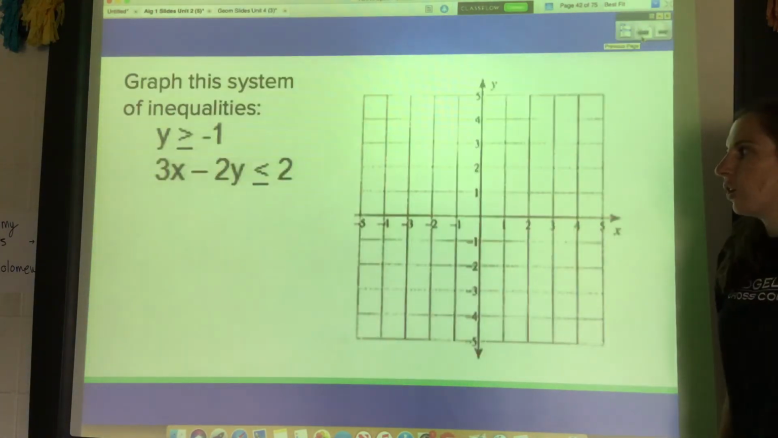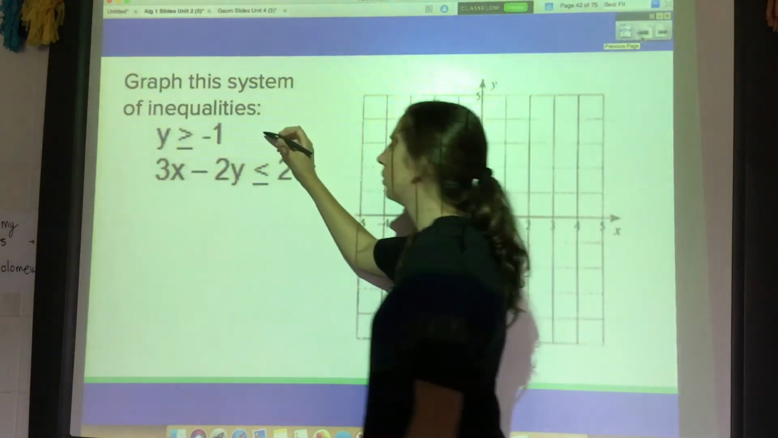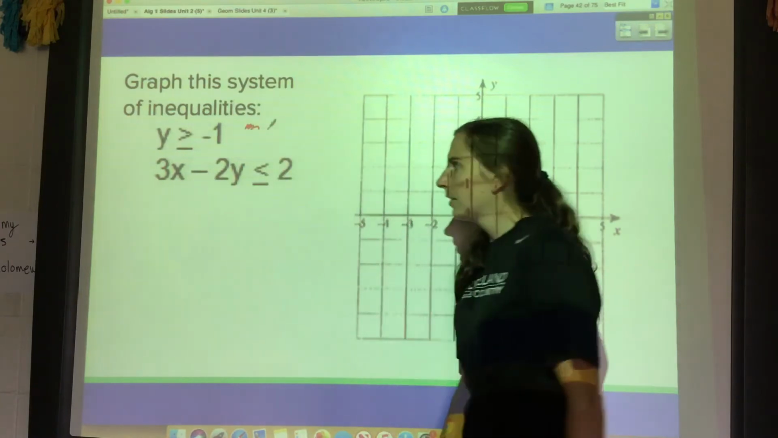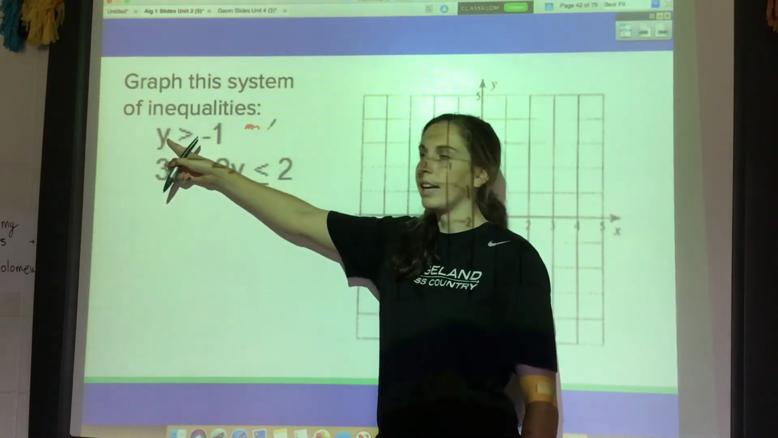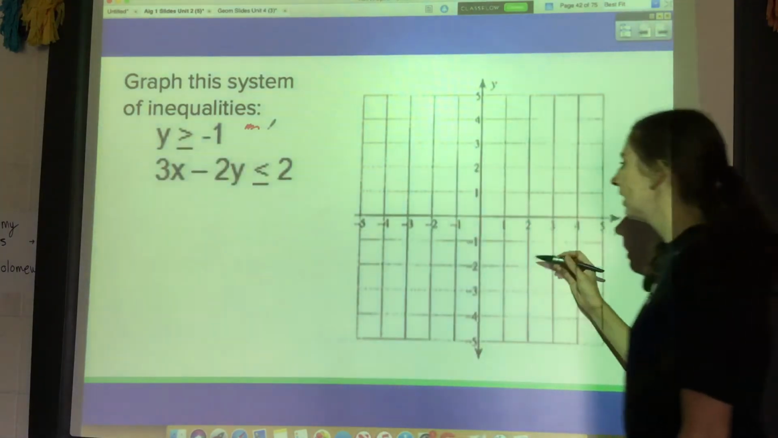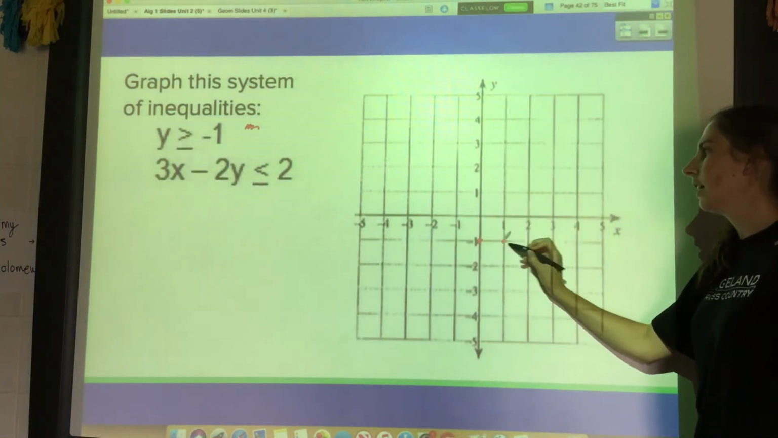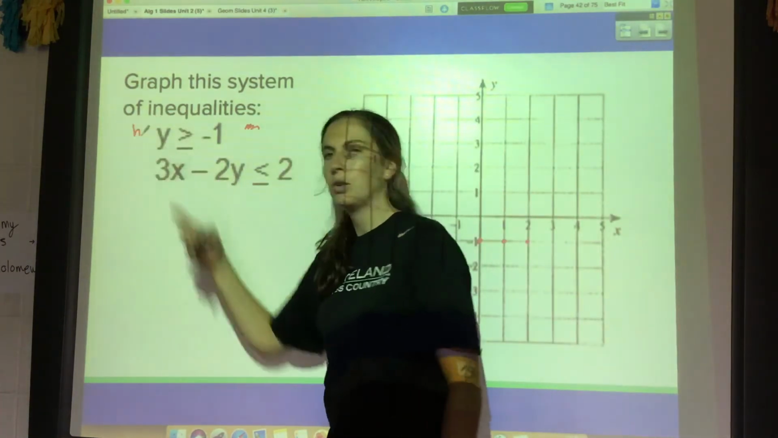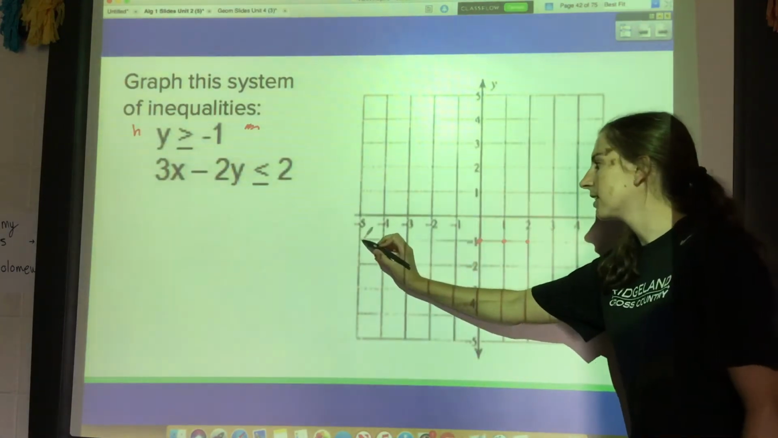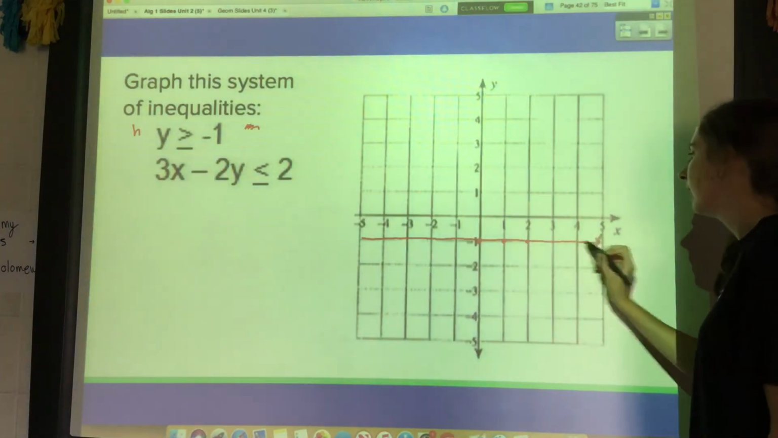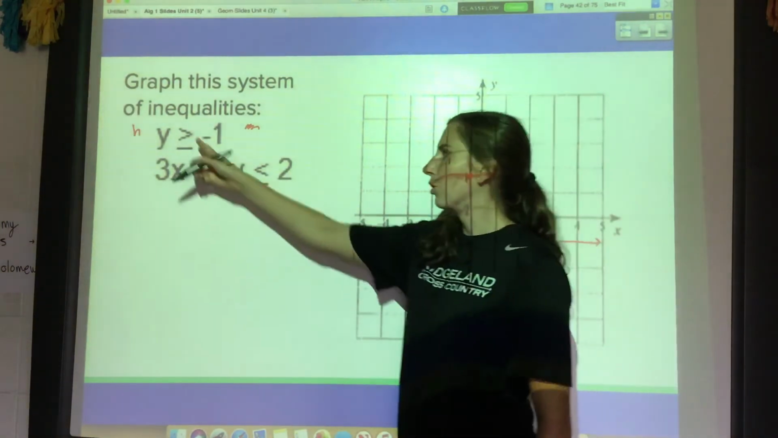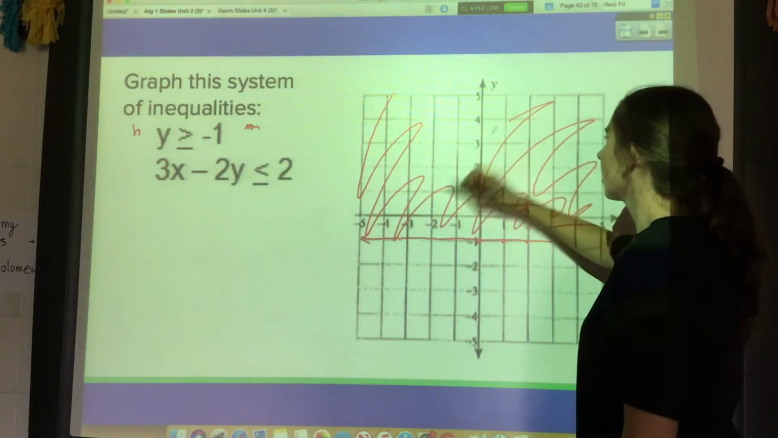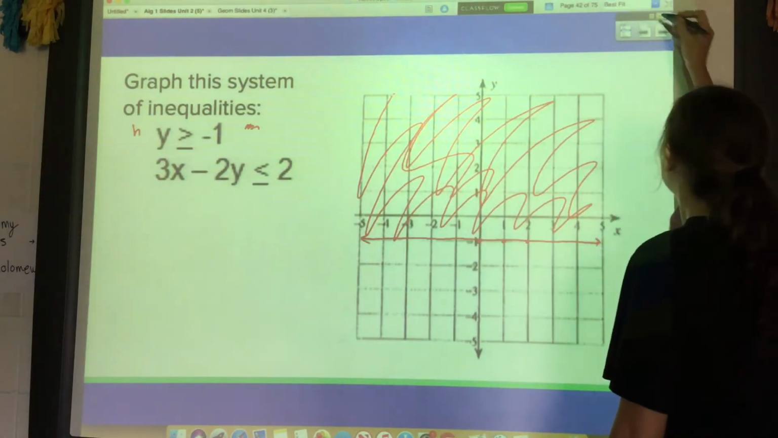Yeah. So on this one, the first one I'm going to do in red again. This is a horizontal line, because if I go to where y is negative 1, that happens here, and here, and here. Y kind of looks like an upside down H for horizontal. It's a horizontal line, and it's solid because there's an equal to there. And since it's greater than, I'm going to shade above.